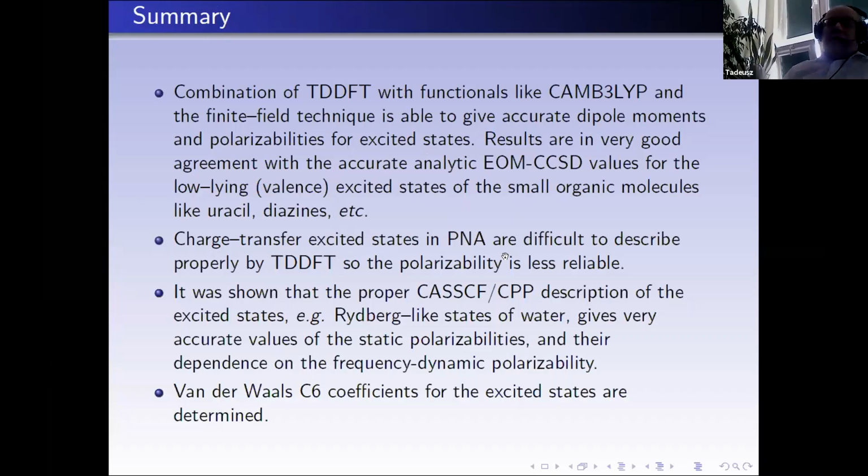So in summary, the combination of time-dependent DFT with functionals like CAM-B3LYP can do a good job for low-lying valence excited states. Some states like charge transfer dominated states in para-nitroaniline are difficult, so the polarizability is less reliable. We can also use CASSCF within the framework of the CPP approach to have a dynamic polarizability for excited states.